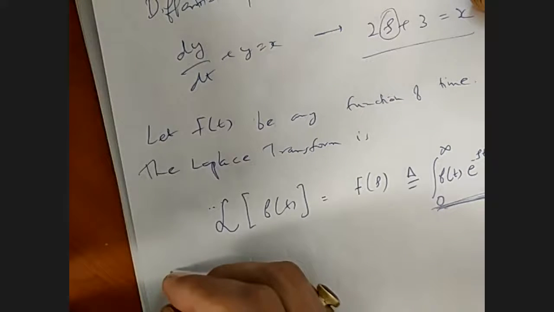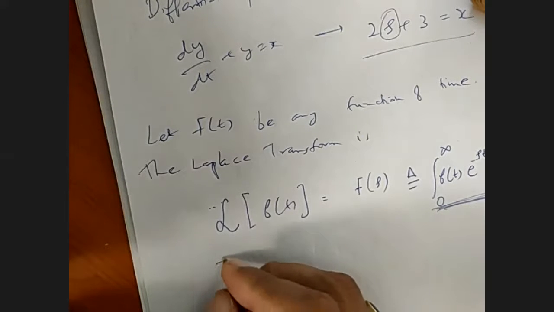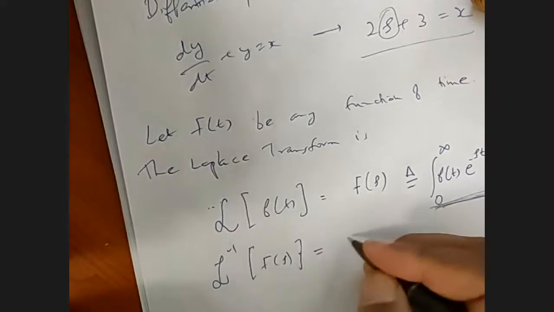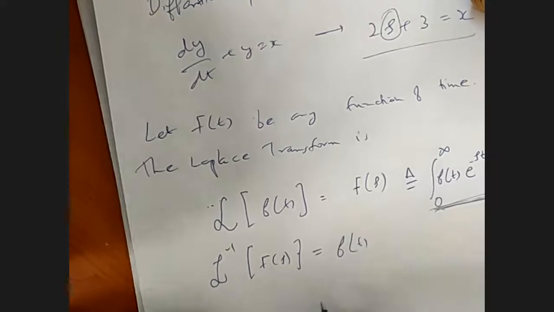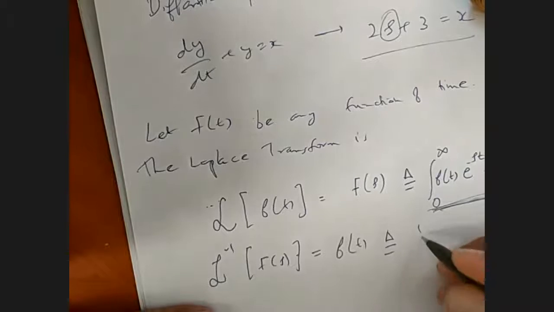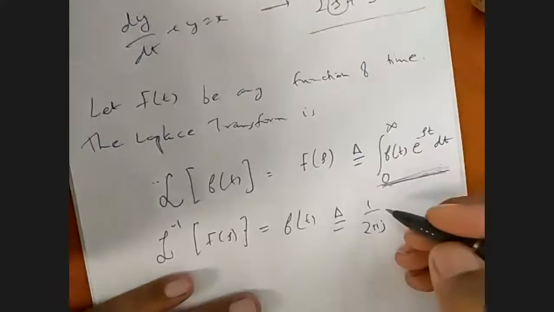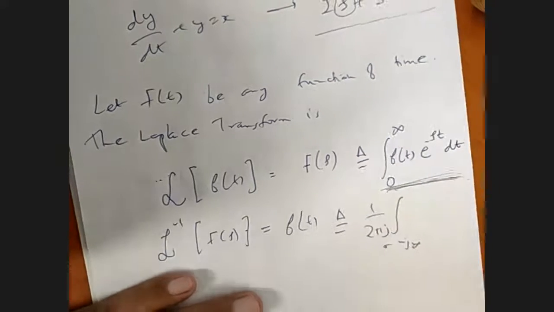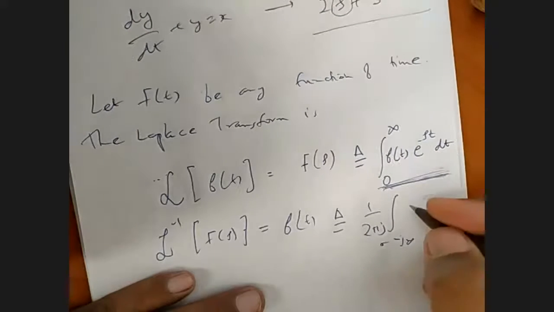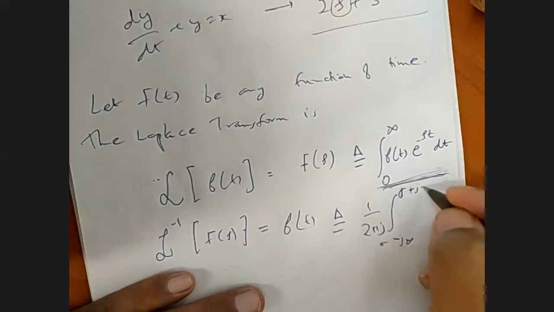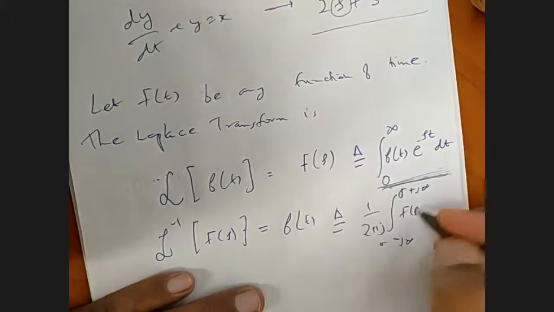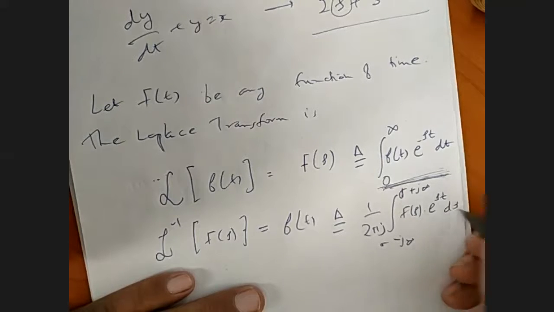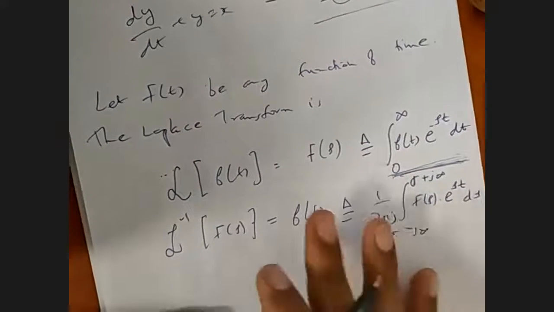And then we have the inverse Laplace transform of F(s). It will give you f(t), and that is 1 upon 2 pi j, integration from sigma minus j infinity to sigma plus j infinity of F(s) into e raised to power st ds. These are the formulas of Laplace.